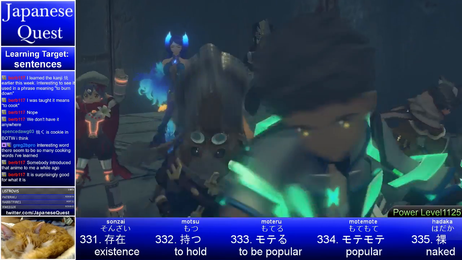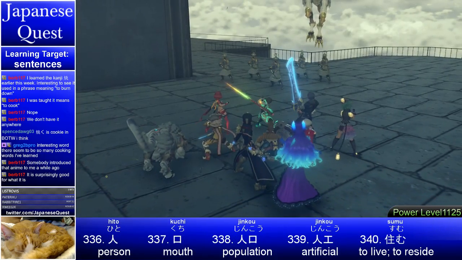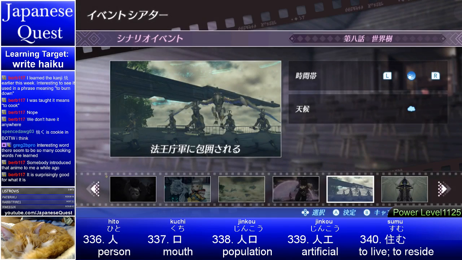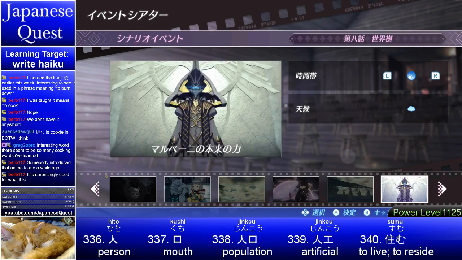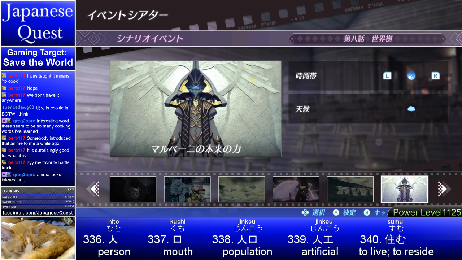So time for a battle. Don't think this battle is too hard in the game, I could be wrong. But we skip battles here. And I think this is the last scene of this chapter. Interesting. So it's about this guy, the true villain of this game, Marubeni.